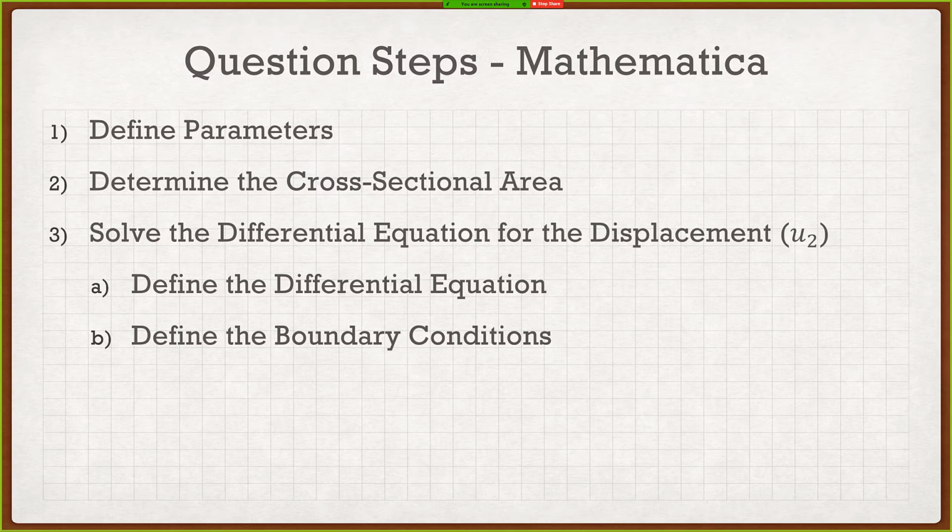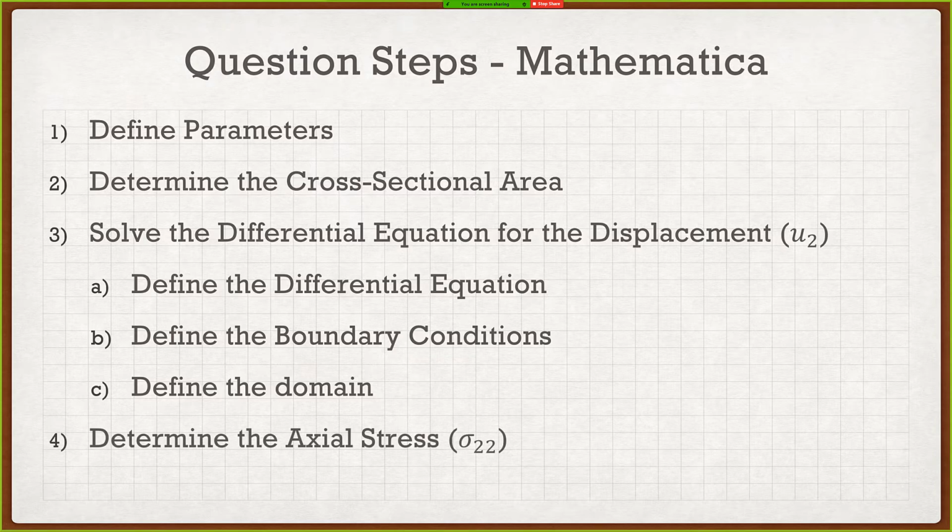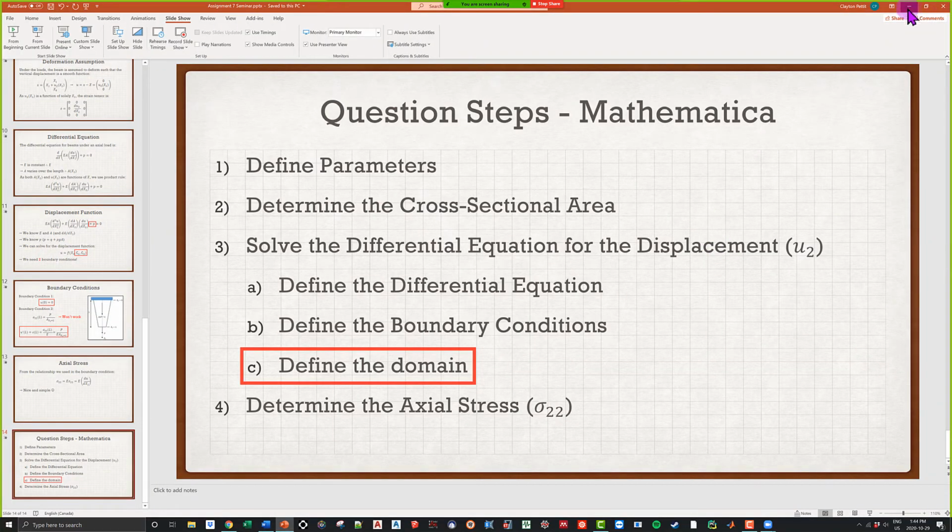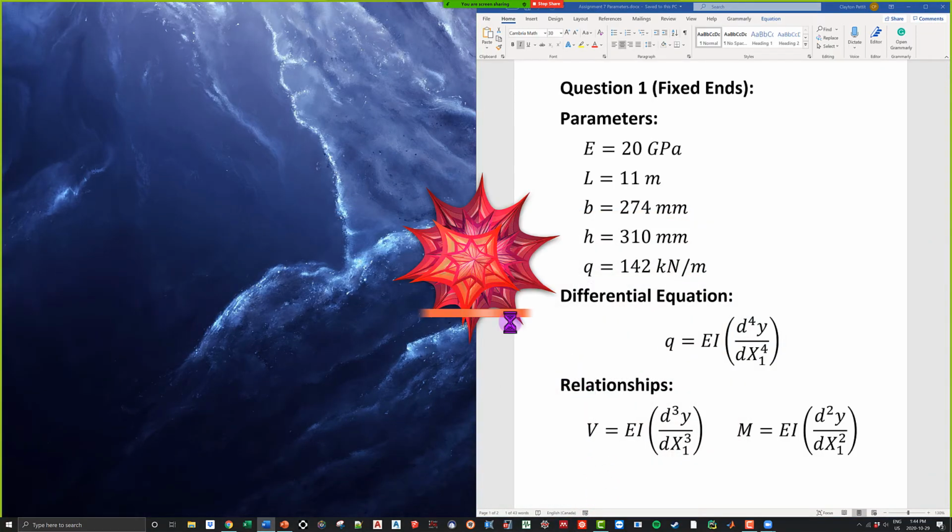However, in this particular problem, we're going to have to define the domain. And as you're going to see in Mathematica, I'll show you exactly why we need to do this. Finally, after we have our displacement function u2, we can simply determine the axial stress. After we do all these steps, we'll have completely solved the question, which is great. So now let's jump into Mathematica and see exactly what this looks like.